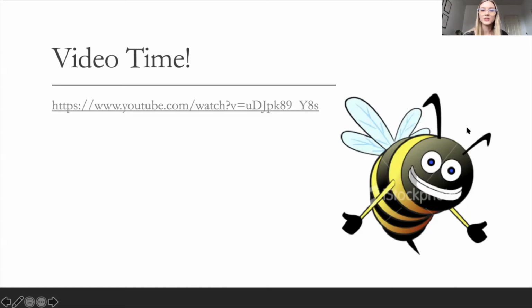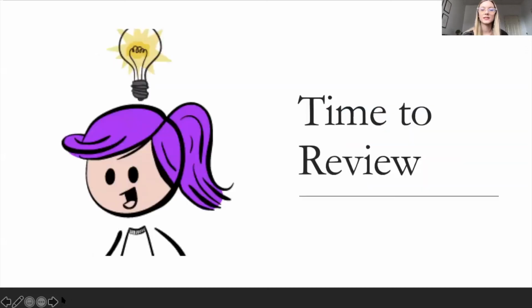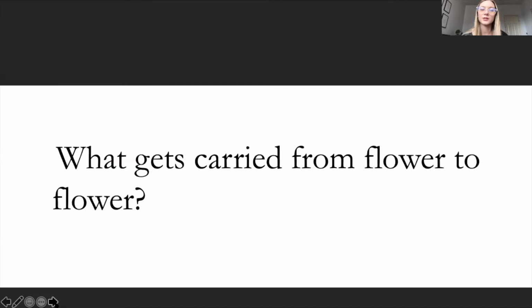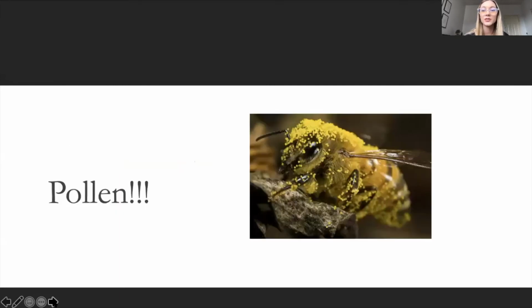Okay, so let's jump right back into our lesson. Now we're going to do a little bit of review. I'm going to ask you some questions to see what you learned. What gets carried from flower to flower? If you said pollen, you were correct. And here's a little picture of pollen on a honeybee, and this is how the pollen gets dropped off on different flowers.